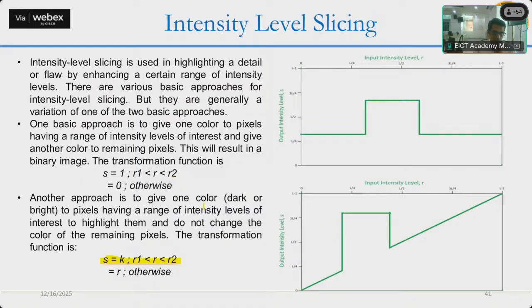One way is to give the value 1 between R1 and R2, so that the sliced part has been changed. Another way is that we can give one color to the pixels having a range of intensity levels to highlight them, and not change the color of the remaining pixels. So there the value, instead of 1, is K, and instead of 0 it is R. If you remember from yesterday's lecture, one is taking the base effect, another is without taking the base effect. So here we are taking the base effect.